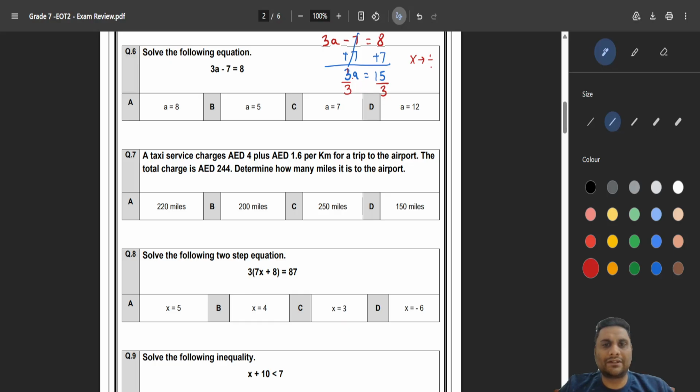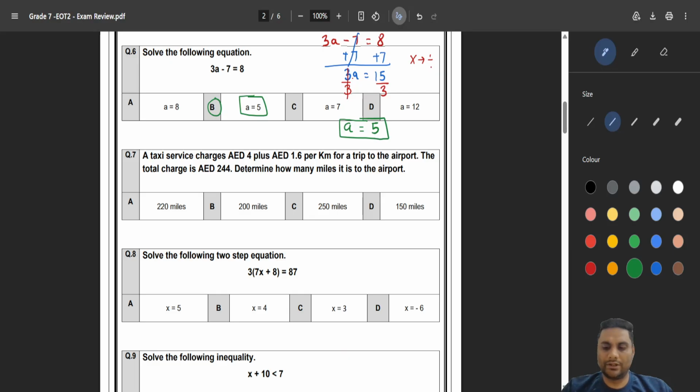Now 3 divide 3, done, yes. So my A will be equal to 15 divide 3. 15 divide 3 means 3 times how much will give you 15? Break the 15 into 3 parts. So 3 times 5 gives me 15. So my A will be equal to 5. Check option number B. A is equal to 5.